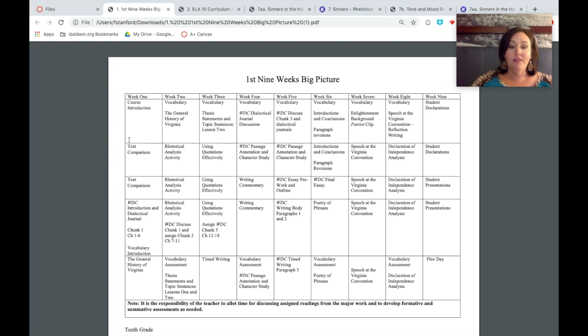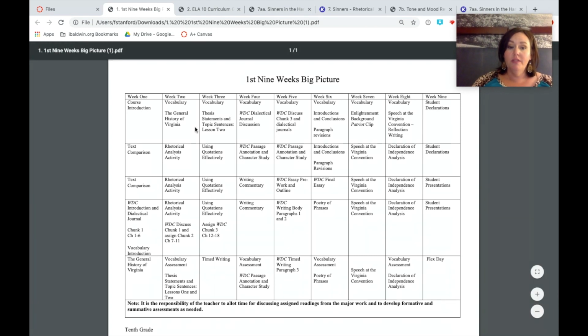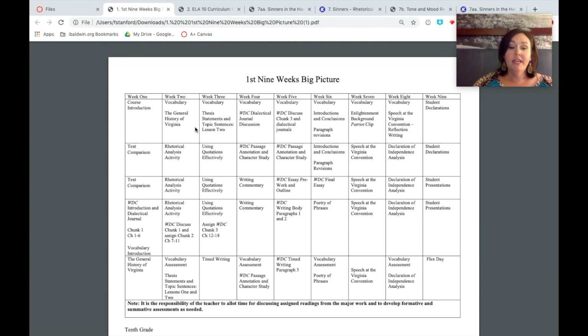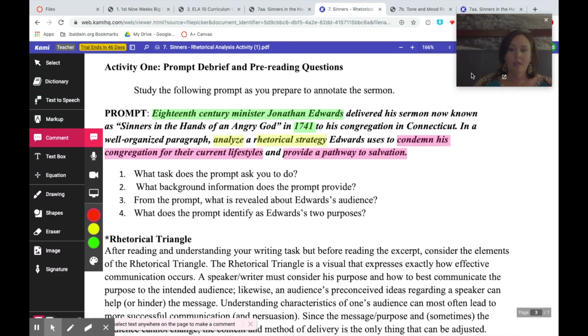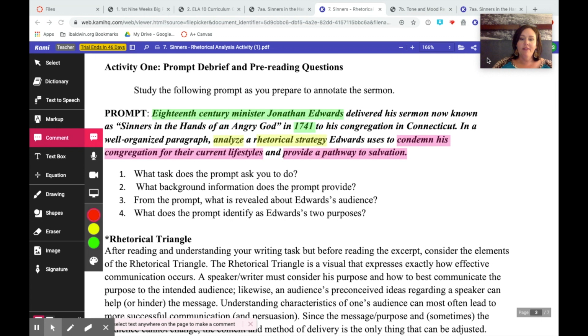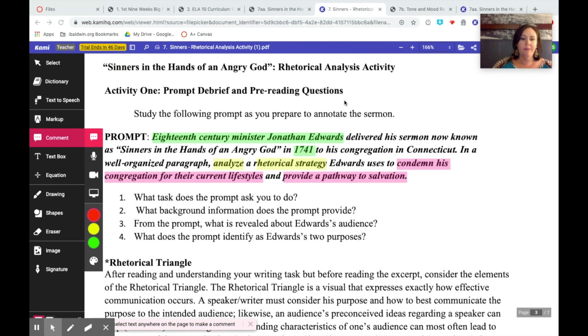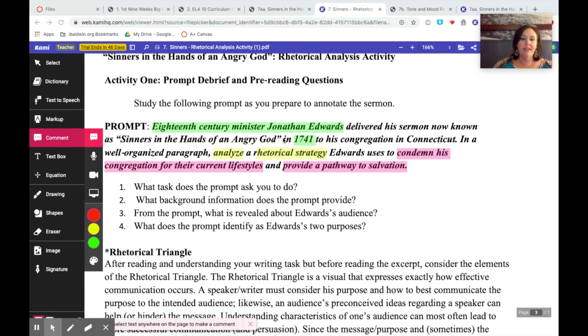We do see that we've done the text comparison. At this point, students will also have learned a lot about annotation with the General History of Virginia lesson, and they will be ready to use the skills that they learned in those and add many, many more in this big rhetorical analysis activity. I'm going to go straight into the lesson, and I've highlighted some essential information.